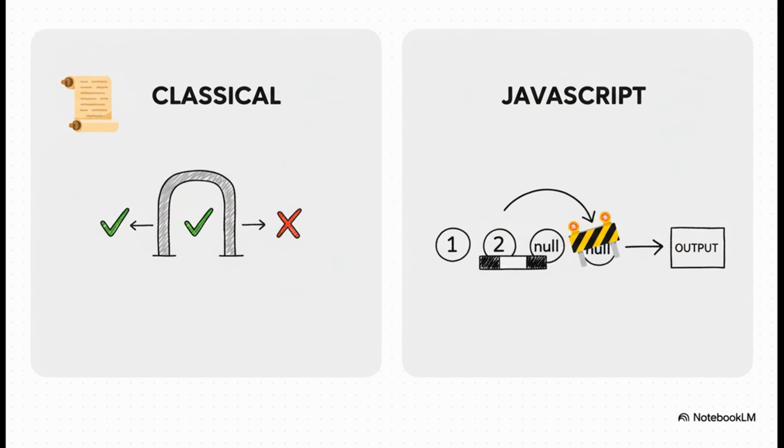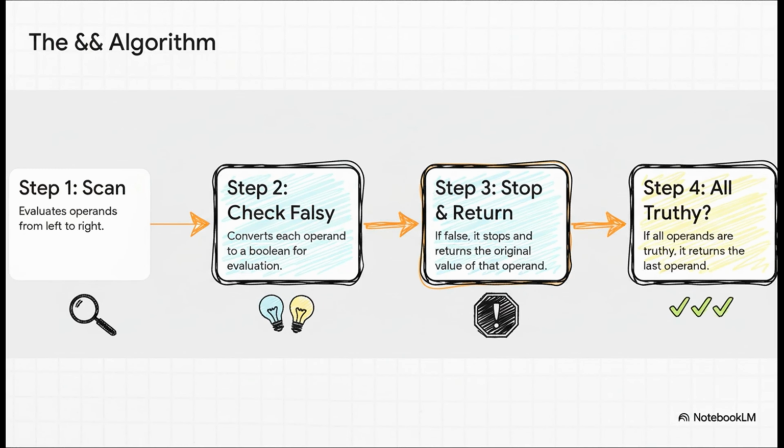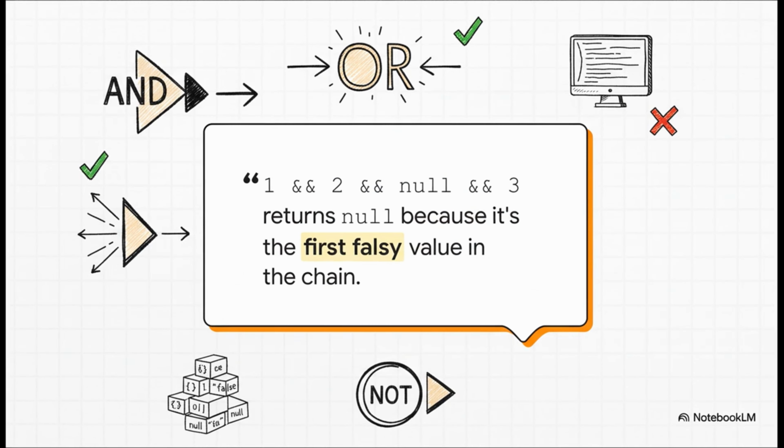But JavaScript AND does the exact opposite of OR. It searches for the first falsy value and returns that original falsy value. The algorithm is basically a mirror image of OR's. It scans from left to right, but this time it's on the lookout for the first falsy value. As soon as it hits one, boom, it stops and returns that value. And if it manages to get through the whole list and everything's truthy, well then it just returns the very last one. This right here is the gatekeeper concept in action.